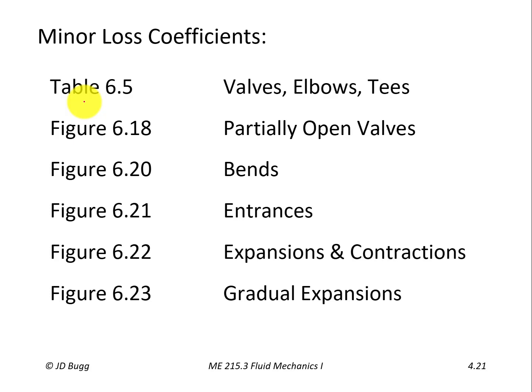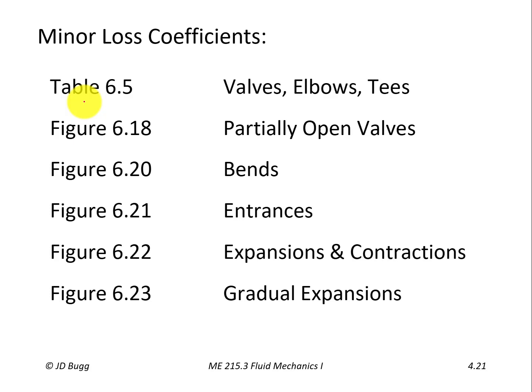6.21 is entrances. So if we go from a large reservoir into a pipe, there's a frictional loss associated with that, and that's accounted for in these calculations by a minor loss coefficient. Figure 6.22 has expansions and contractions. So that's when we go from one size of pipe to another size with a sudden expansion or a sudden contraction. And finally, figure 6.23 shows gradual expansions.